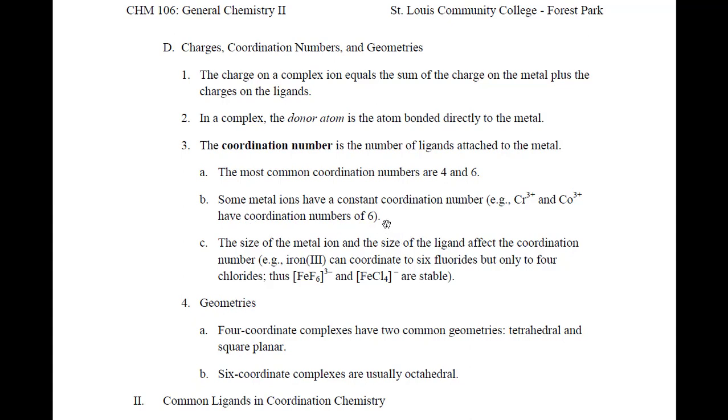So some metals have a constant coordination number, like chromium-3 and cobalt-3. Those have coordination numbers of 6. The size of the metal ion and the size of the ligands affects the coordination number. So iron-3 can coordinate 6 fluorides, but only 4 chlorides. Chloride is way bigger than fluoride, so even though chloride's right underneath fluoride on the periodic table, chloride is much larger than fluoride. So 6 fluorides will fit around the iron-3, but only 4 chlorides will.